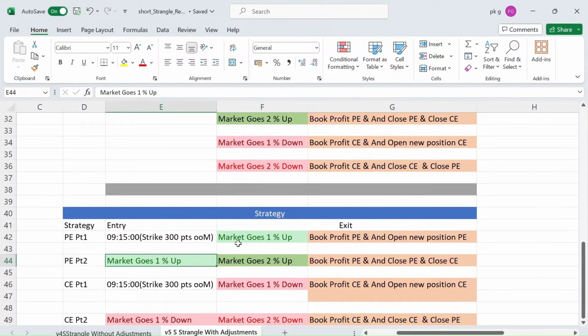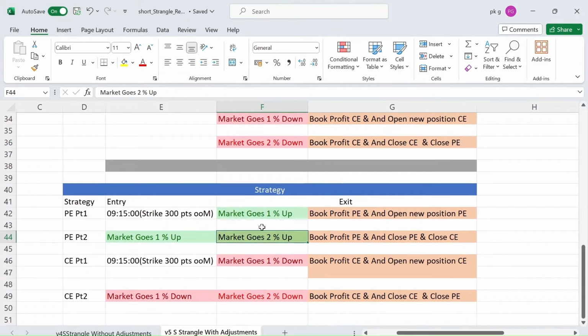So what we do when the market goes 1% up, we will book the profit in PE and open a new PE position. So we are maintaining market going 1% up as exit condition for our part 1 strategy and entry condition for our part 2 PE strategy. And exit condition for this part 2 strategy would be if the market goes 2% up, then we have to book the profit in PE. That means we are just closing PE and we have to close CE as well. So this exit condition will become the exit condition for this as well, either this happening or this happening.